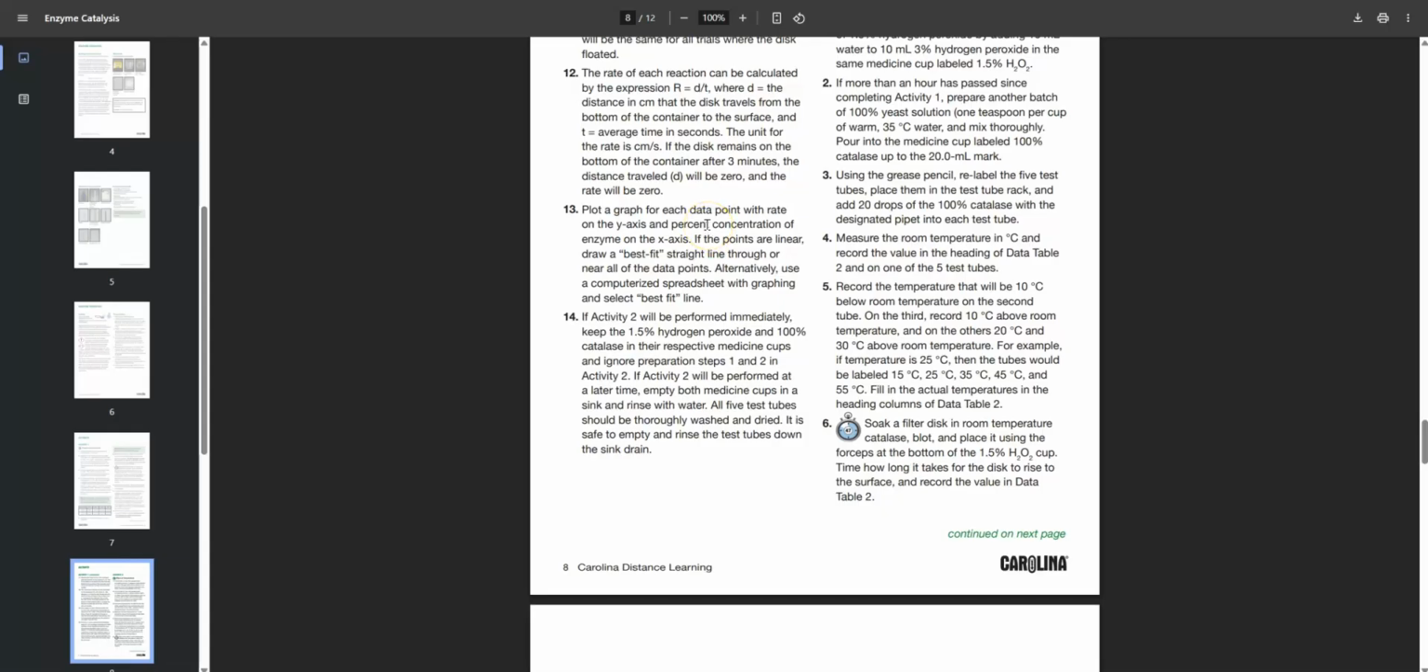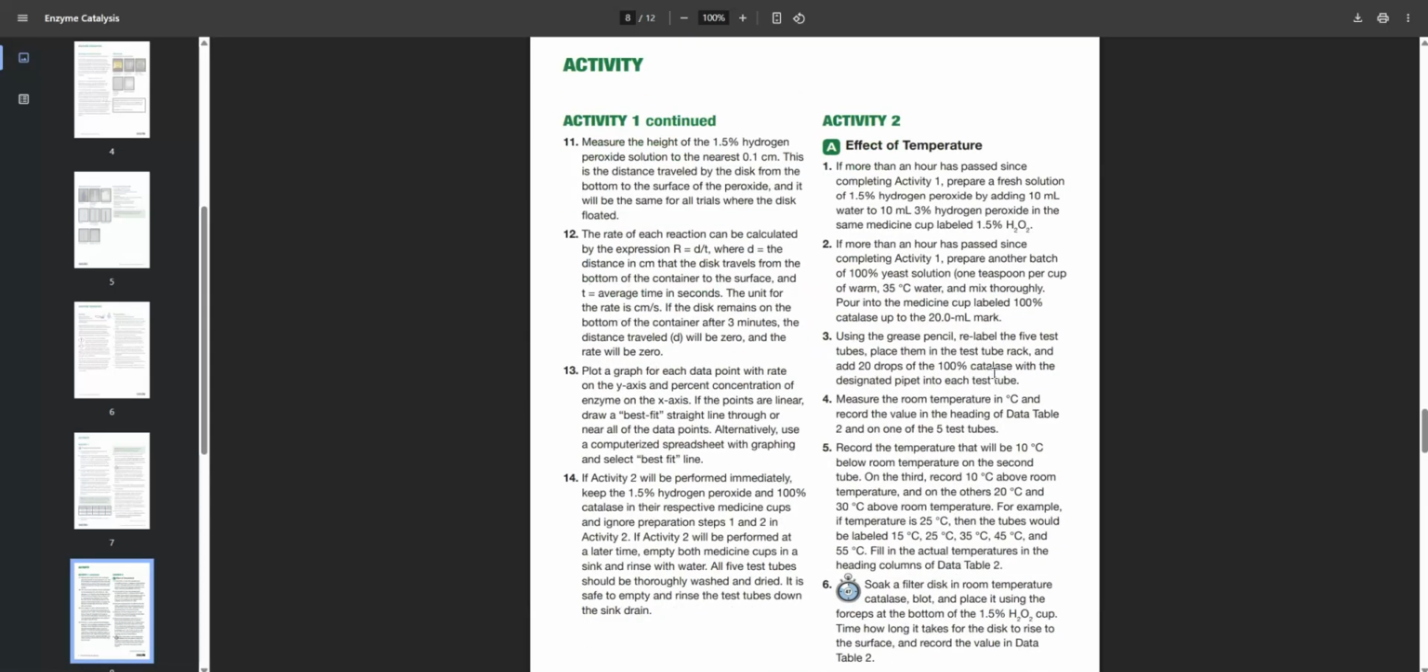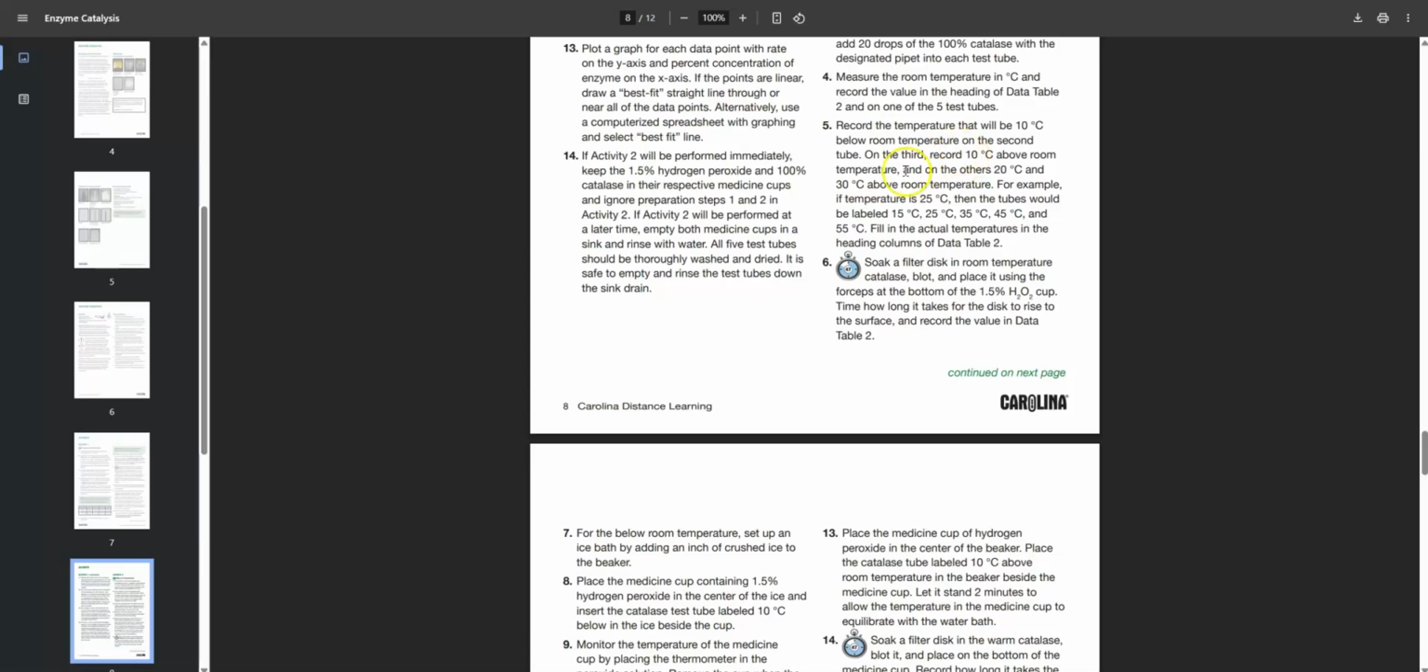Remember to use Google Sheets, and if you need to refer back to Lab 1, you can for help with the graphing activities. For activity 2, you're going to look at the effective temperature. Now, this is saying that if at least an hour has passed since activity 1, you're going to need to prepare a fresh solution, just because of the fact that it'll use up the materials and they won't be as effective. So you're going to have different temperatures that you're testing.